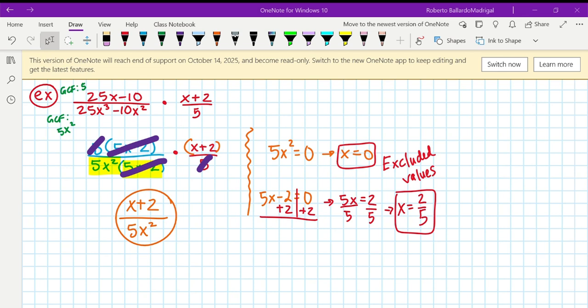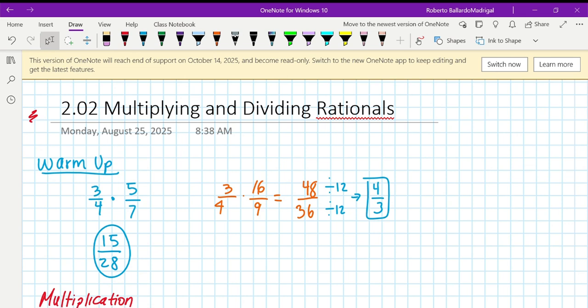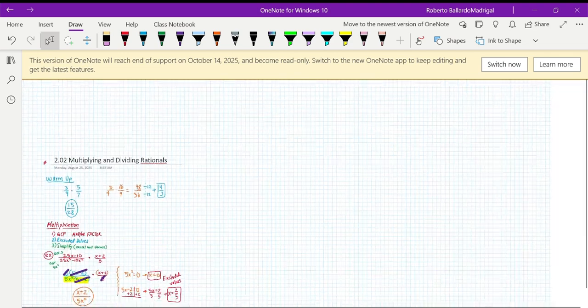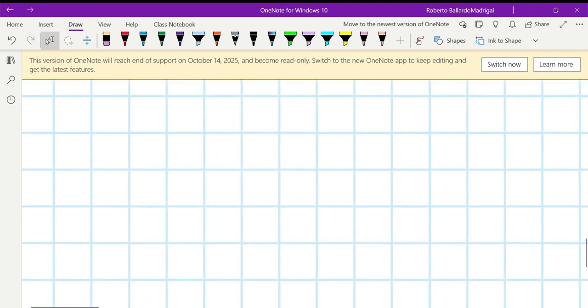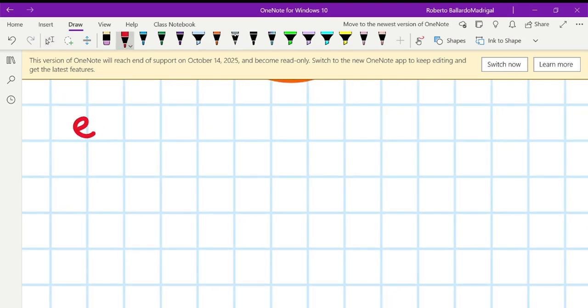Multiplying and dividing rationals. All right, let's look at another problem, guys. Second example, here we go.